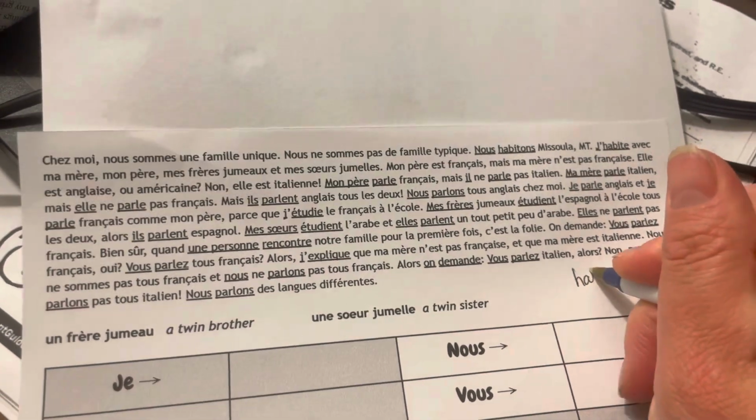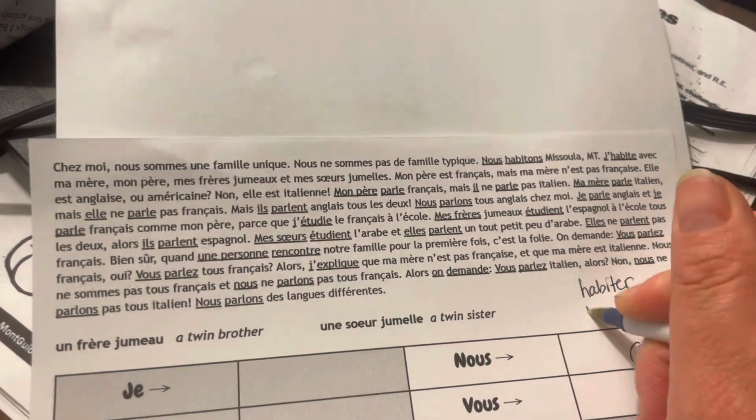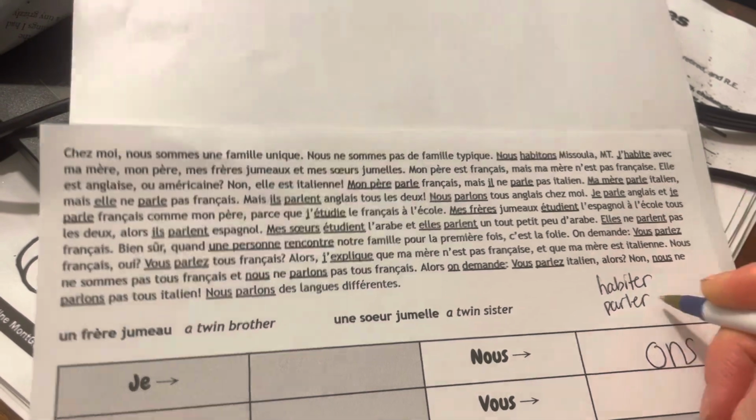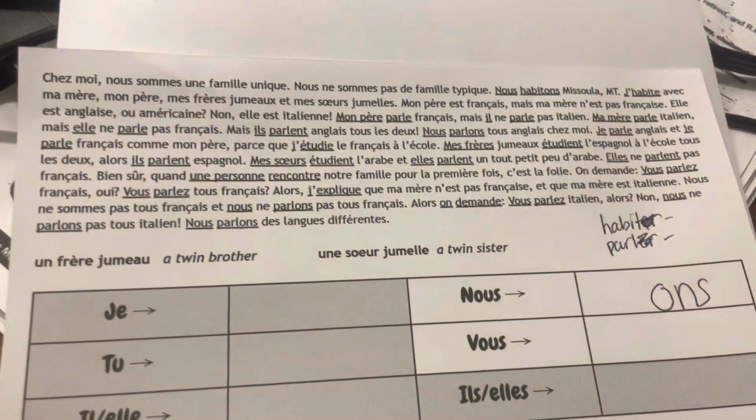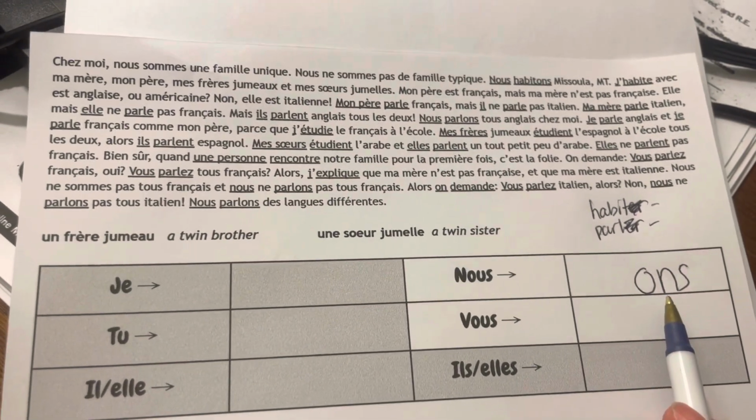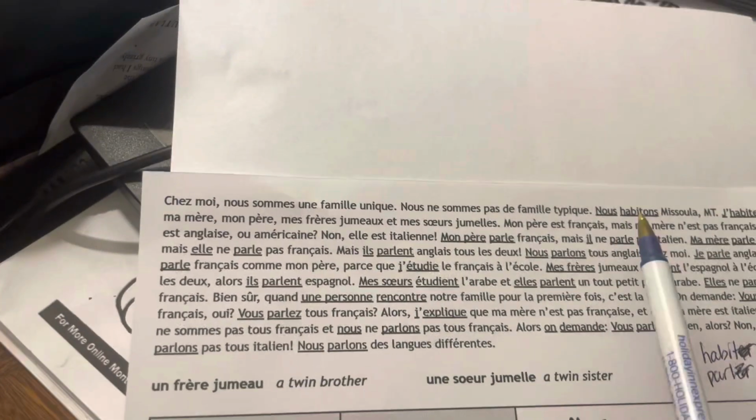So it looks like you took habiter or parler, those ER verbs, you knock the ER off. So that's the way that we're getting the root here. And for nous, we're adding ONS. So let's see what other endings that we can see.